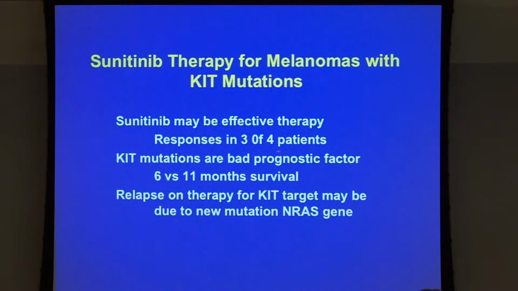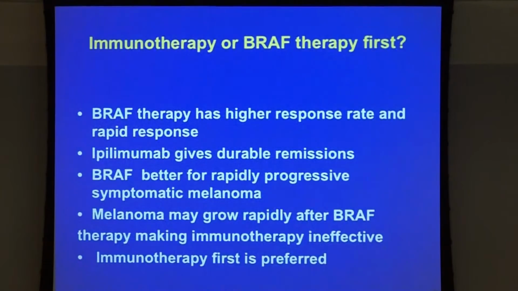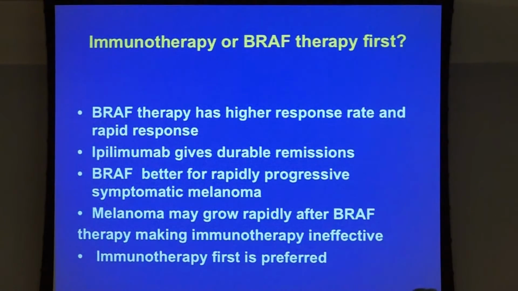with the sunitinib therapy. So we saw responses in 3 or 4 patients. We also found that KIT mutations were a bad prognostic factor. Of the 90 patients, when you lumped them together, the ones that had KIT mutations only lived about half as long as the ones that didn't have KIT mutations. And one of the patients, when he relapsed, we found a mutation in the NRAS gene, which we hadn't found on his original biopsy. So one of the questions is, what's best to start with?